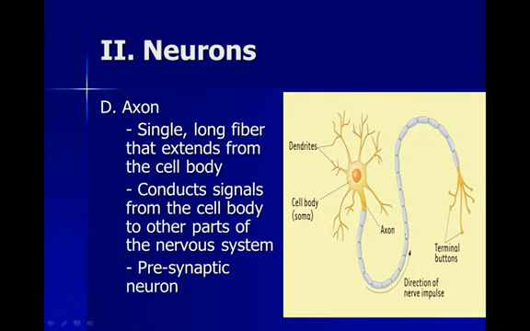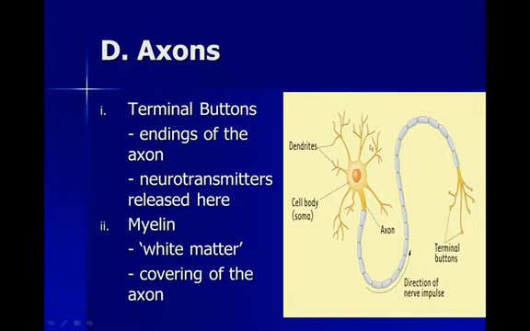Through this process, the single long fiber that extends from the cell body conducts signals from the cell body to other parts of the nervous system, so that next neuron, and this is associated with the presynaptic neuron. So the single fiber and the terminal buttons are all part of the axon. Some people call the terminal buttons boutons, it's buttons in my world, and they are associated with the endings of the axon. This is where neurotransmitters will be released into the synapse, and we're going to talk a lot about that process later on when we talk about neurotransmitters.